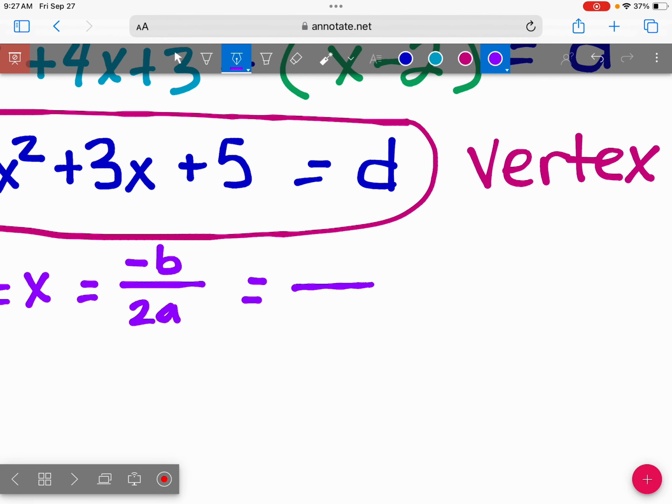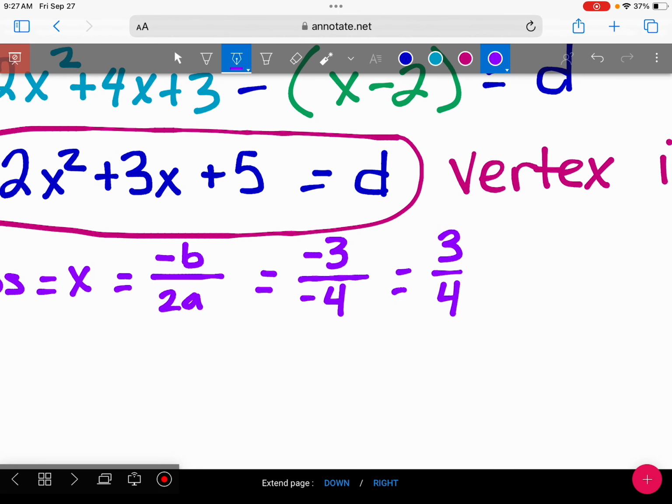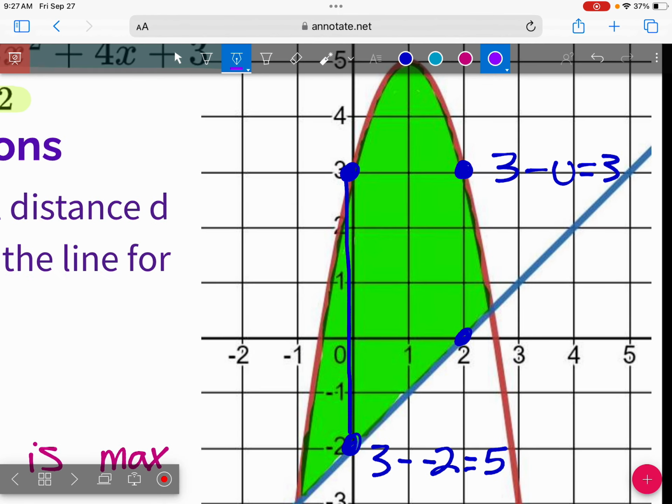So our setup for this one in particular, what are we going to have? Yeah, so I'm going to set it up with the signs first, but then we're going to simplify. So the opposite of b, so negative 3 over 2 times a, 2 times negative 2, which is negative 4, so the x is 3/4. So that tells me where my maximum distance is. It's at the x of 3/4. So it's right about here.